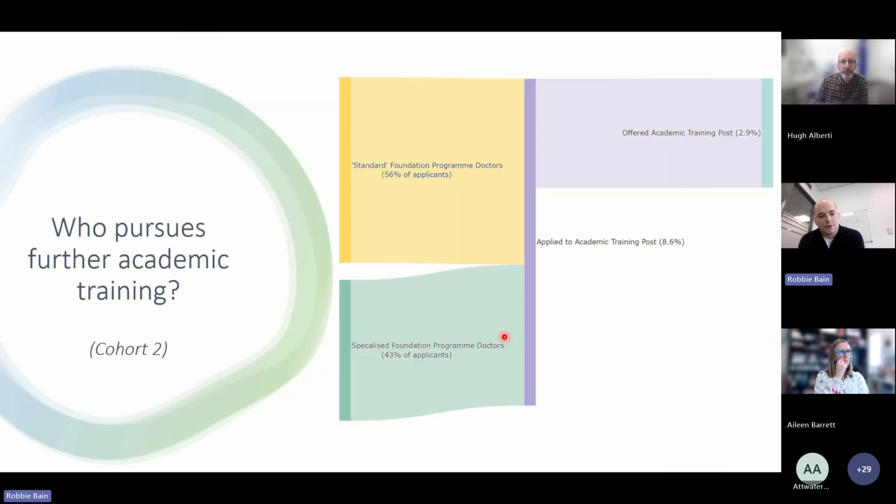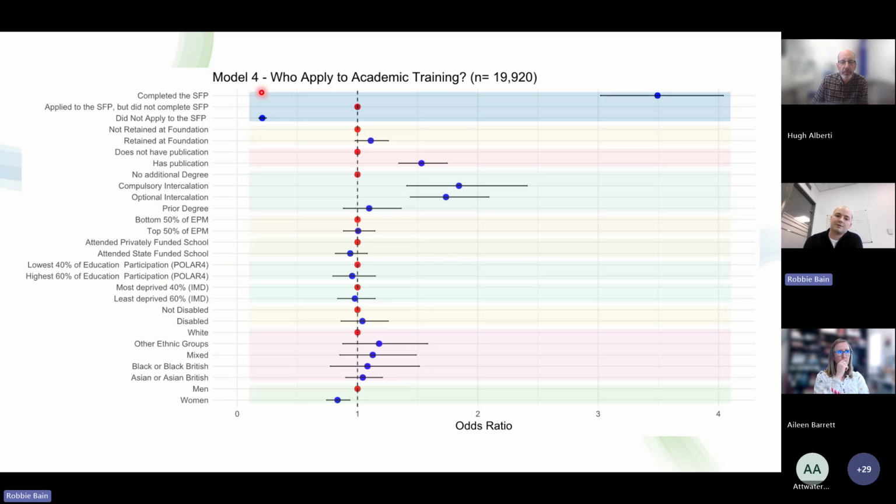Okay, and then thinking a little bit about who goes on to pursue further academic training, a post like the ACF. What we see is that about 8% of all people who finish the foundation programme end up applying to an academic training post. About half of these come from people who've done an SFP. And what we certainly see within our data is that the strongest predictor by far of whether you had applied to an ACF was if you had done an SFP. Those who had done an SFP were about 13 times more likely to apply to the ACF than those who never applied for an SFP in the first place.